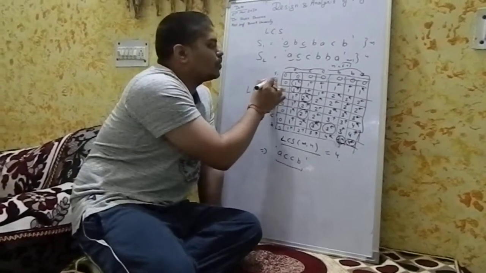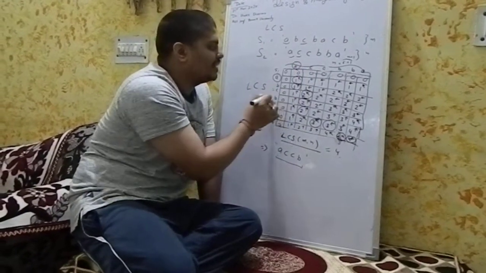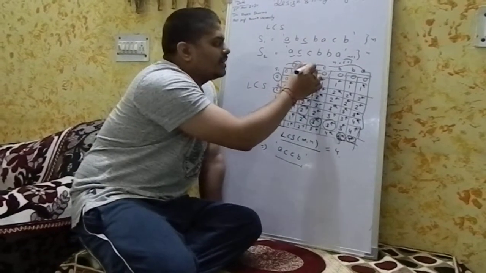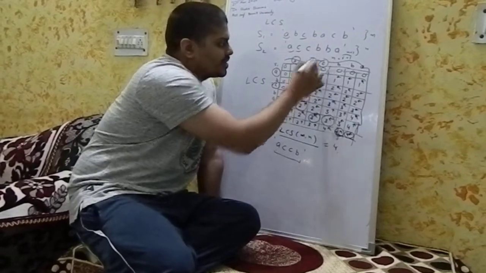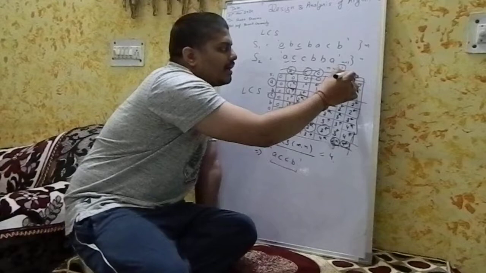If you want to mark the common elements, this A is mapped here, this C is mapped here. Each diagonal element wherever you have marked is mapped to each other. So this B is mapped here.